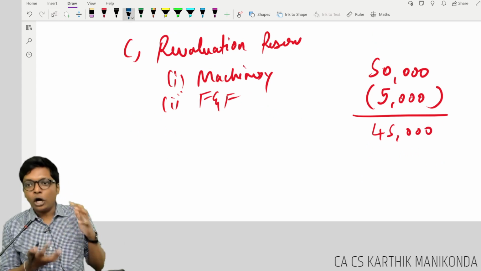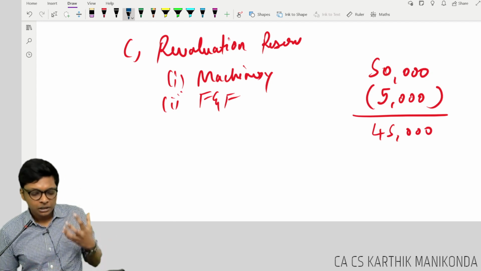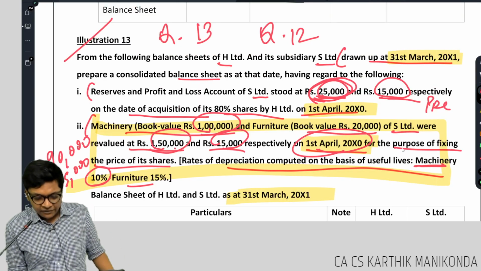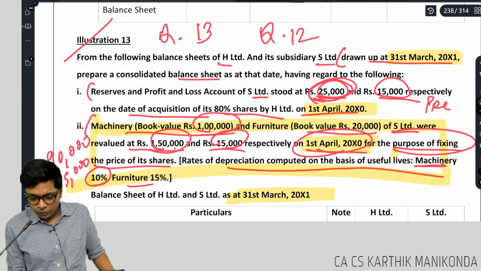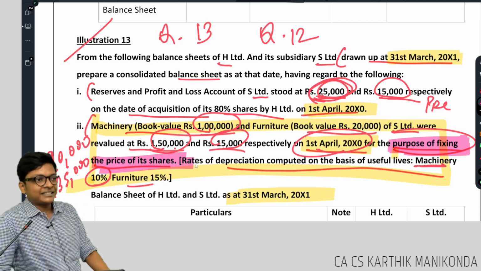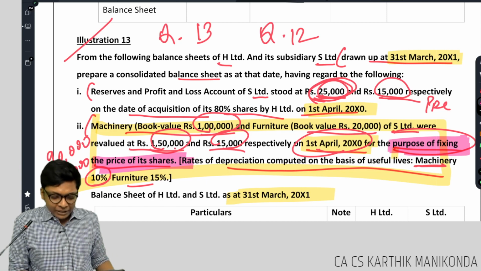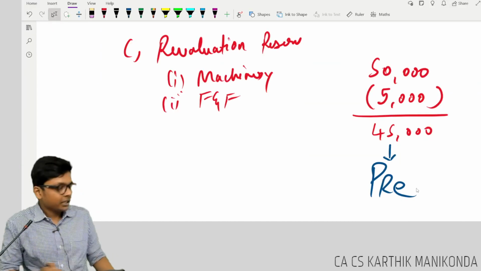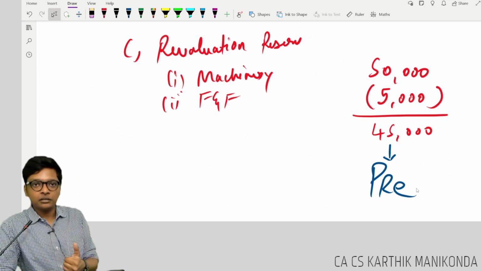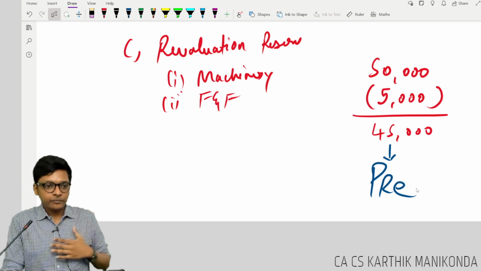Because I am analyzing all my reserves, because my shareholders' funds is share capital plus reserves. Pre or post? This happened on the date of acquisition, for the purpose of, look at the question, fixing the price of its shares. That means the value is on the date of acquisition. So fully will be pre. 45,000 is fully pre. Is everybody clear? So now 3 reserves are over. This is step number 3.